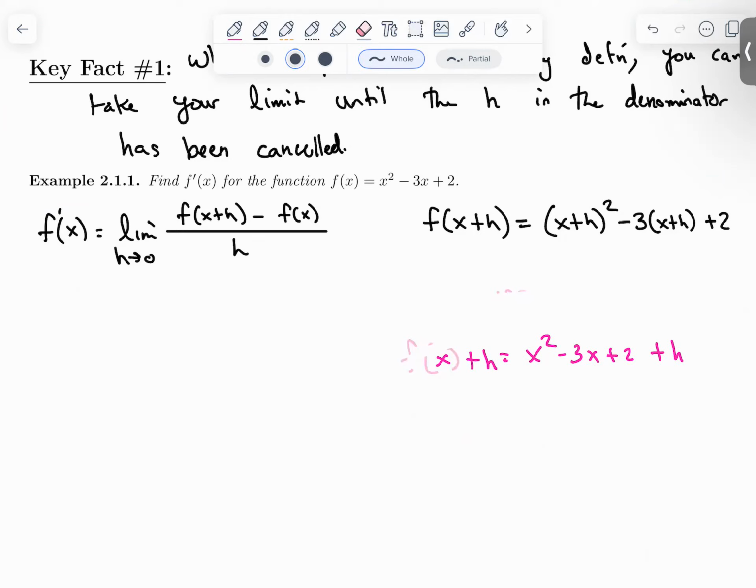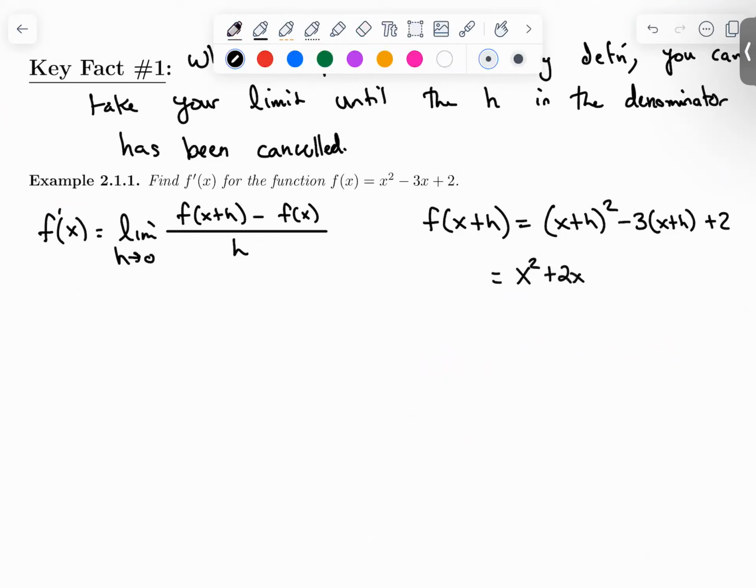So, I recommend computing this off on the side. This is x squared plus 2xh plus h squared minus 3x minus 3h plus 2. Don't forget that you have to FOIL the x plus h squared. Remember, that has to be FOILed. You do x plus h times x plus h. That's where that middle 2xh is coming from.